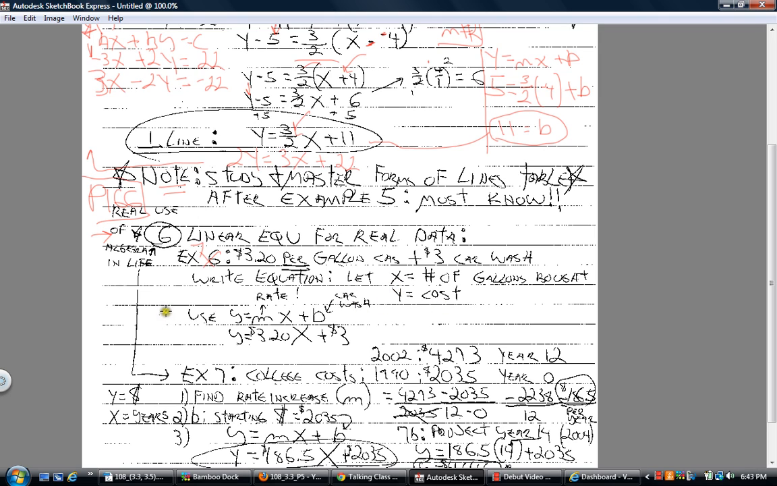We're going to get into this in the next section. This is called a function, and you're going to use y equals mx plus b, and you're going to realize that the slope is the rate. You pay $3.20 per 1 gallon, so it's $3.20 for every 1 gallon. That's your rate, and that turns into the slope of the line. X is how many gallons, and you're always going to add, starting off, the $3 for the car wash. So you simply take the values, plug them in, and you're done for these problems.